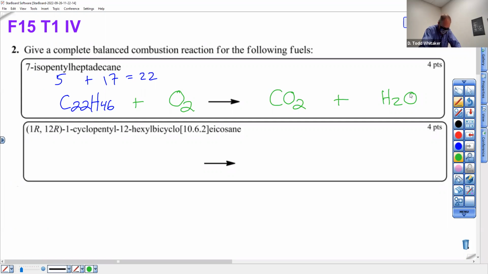Balancing's worth 1.5. You guys love carbon, so we're going to do 22 carbons. We're going to do 23 waters. Gives us 46. The oxygen count we'll do in blue or something else. Baby blue. Oxygen. 44 oxygens in 22 CO2s and 23 oxygens in 23 waters. So equals 67. Uh-oh.